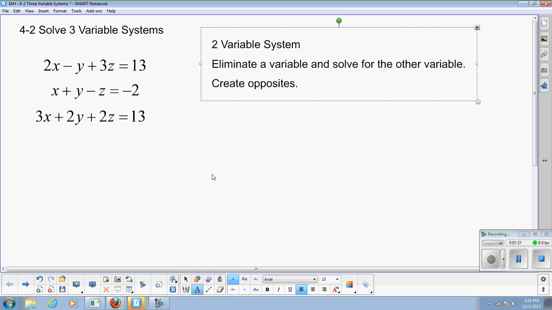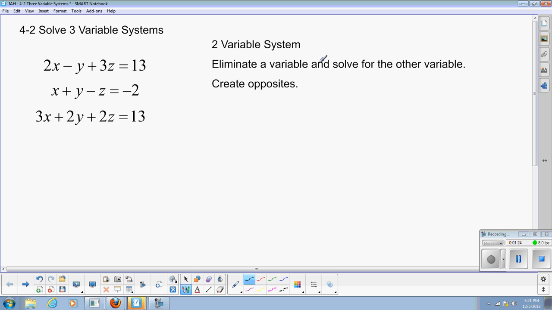Those two ideas, eliminate and creating opposites, still apply with three variable systems. What you do with a three variable system is you use two of the equations to eliminate one variable, and then you use two more equations to eliminate another variable to create a two variable system. So we'll have three variables to start with. We're going to create a two variable system, and then we'll be able to solve for the other variables. So here's how that goes. First of all, we want to look for opposites. Do I see any opposites in the x's, or in the y's, or in the z's? And I do. I have a pair of opposites right here, the plus y and the minus y.